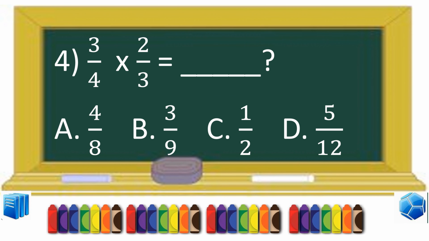Number 4. 3/4 times 2/3 equals blank. A 4/8, B 3/9, C 1/2, D 5/12. So 3 times 2 equals 6. 4 times 3 equals 12. 6 over 12 can be expressed in lowest term. Divide by 6. 6 divided by 6 equals 1. 12 divided by 6 equals 2. So the answer is 1/2.